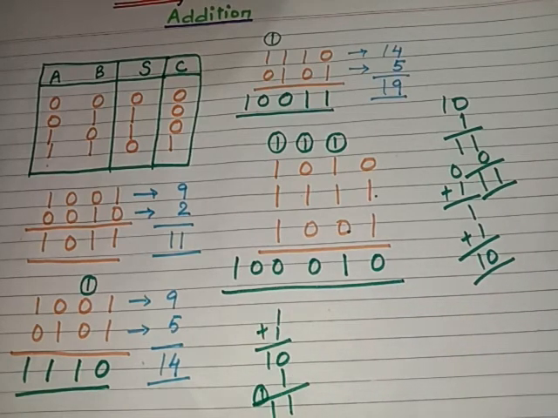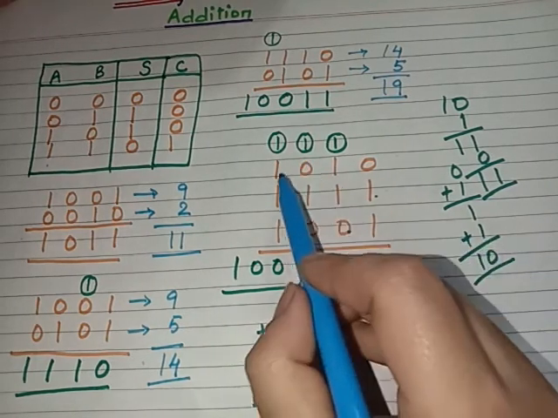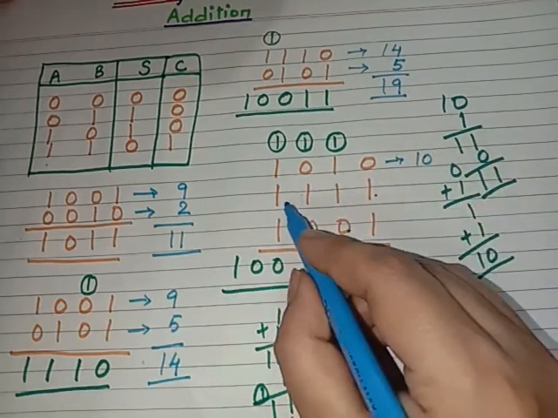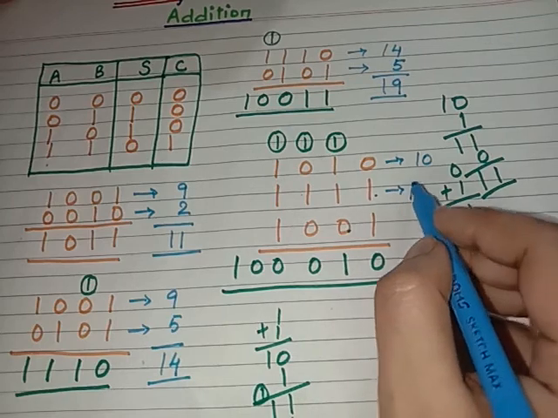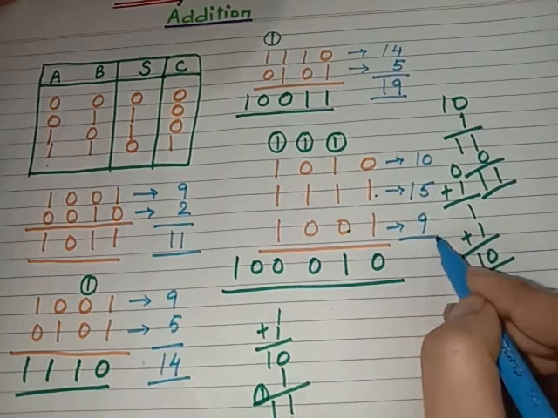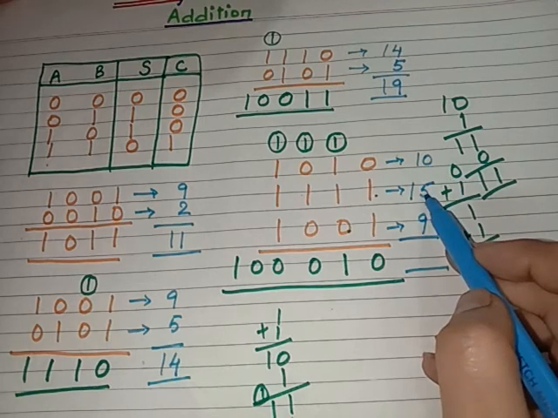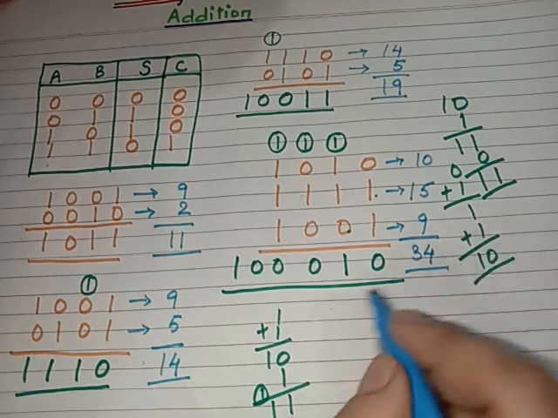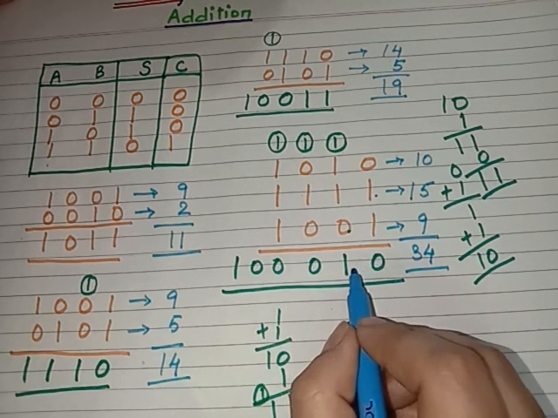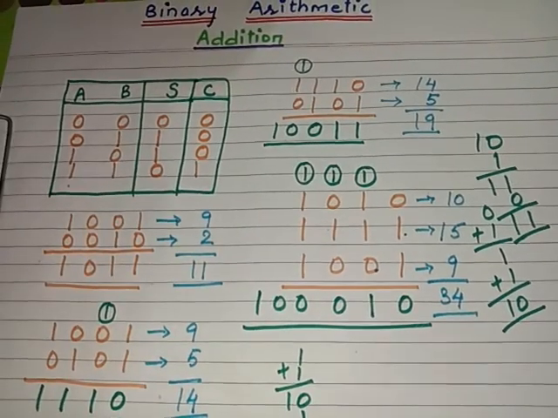So if you want to recheck the addition basically, then you can check like 1, 0, 1, 0. This is 10. 1, 1, 1, 1. You know it's 15. And the next 1, 0, 0, 1. This is 9. So in the decimal, if you are going to add this, definitely 10 plus 15 is 25 plus 9, 34. And when you convert this number 1, 0, 0, 0, 1, 0 into decimal, definitely this is 34. So this is how you are going to perform the binary addition.